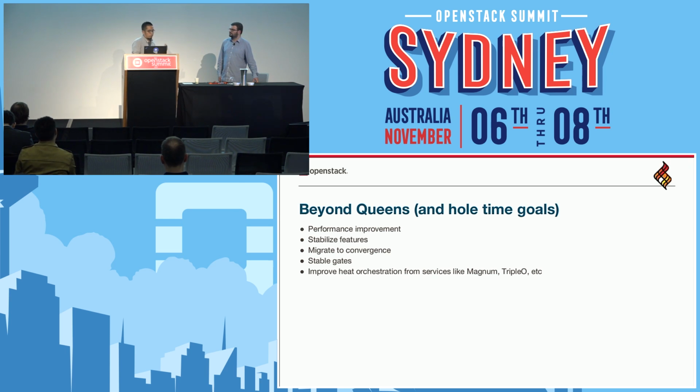And after that, we want to do performance improvements. We hope to find more ways to stabilize whatever features we have or just added in Pike. And of course, we will keep trying to make the gate stable so developers will feel comfortable. We also commit ourselves to helping on the orchestration part of other projects, like Magnum using Heat, TripleO using Heat, Sahara using Heat, Tacker using Heat. That's a lot of work, and we are trying to commit ourselves to do it.